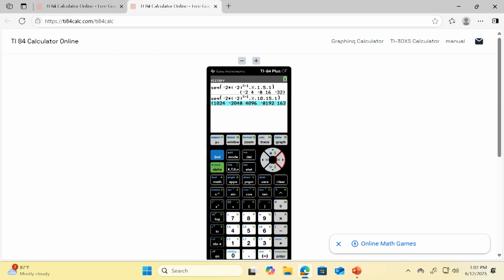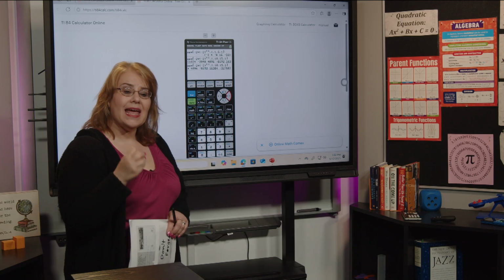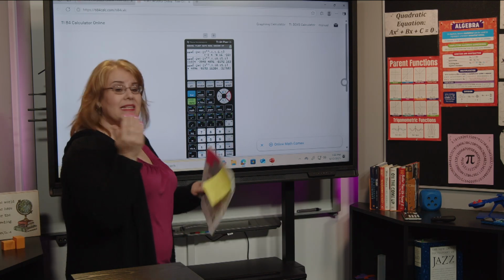This one does not scroll over to the 15th term. I do apologize for that. I do not know why. There it is, excuse me. It does, I just had to do it right. So my 15th term was negative 32,768. So let's use this same technique and find, let's see, it was the 19th term.